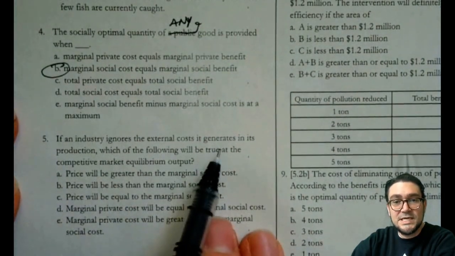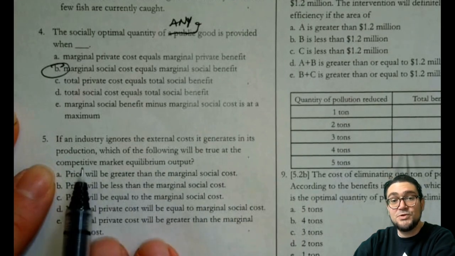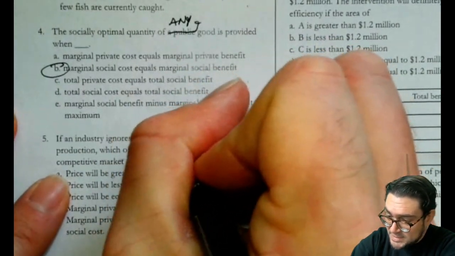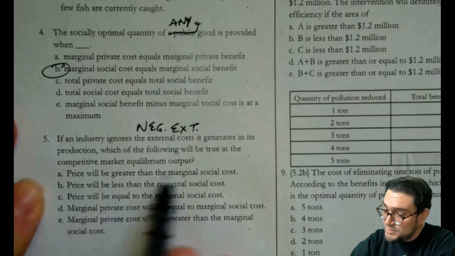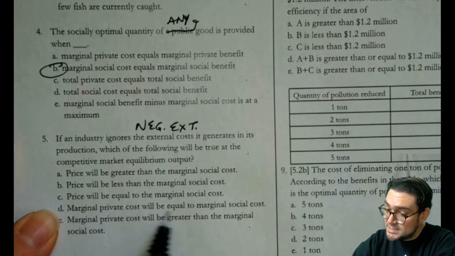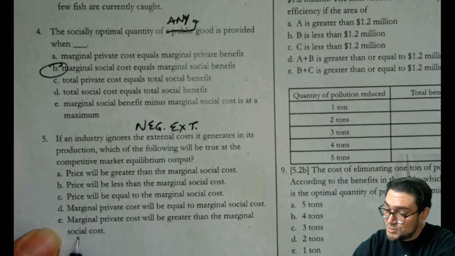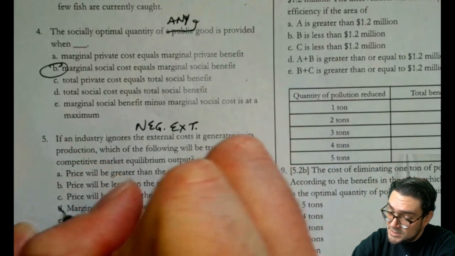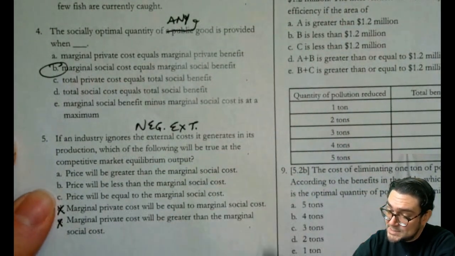If an industry ignores the external cost it generates in the production, which of the following will be true at the competitive market equilibrium? So in other words, there is a negative externality. And so we would say true at the competitive market, marginal private cost will be greater than the marginal social cost, marginal private cost equal to the social cost. Neither of these are true. So we're going to test out these price ones.